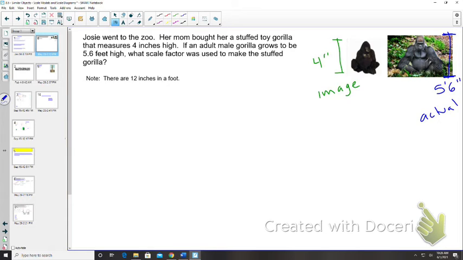Okay, so a male gorilla grows to be 5.6 feet high. So what scale factor was used to make the stuffed gorilla? And I changed this. So let's say instead of 5.6 feet, we can say 5 foot 6 inches. Okay? So if you want to find the scale factor, how do I calculate that? Nope. Okay, because you need to make sure that you have them in the same units, right? This is feet and inches. This is just in inches. So 12 times 5, plus 6, is 66 inches. So 66 image inches over actual, right? Image over actual.